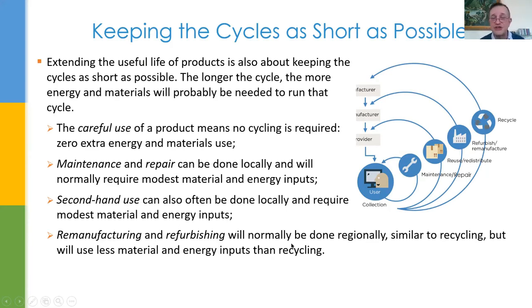Remanufacturing and refurbishing, that will normally be done more on a regional, maybe even global level, similar actually to recycling. But again, compared to recycling, it will probably be using less material and less energy inputs than recycling to make that cycle happen. So there is, if you want, also an energy and material penalty if you just go straight to recycling and you don't go through these various intermediary cycles.